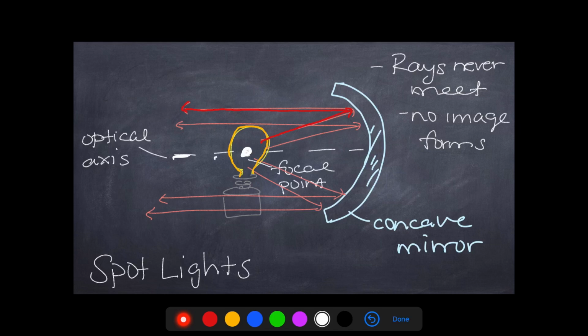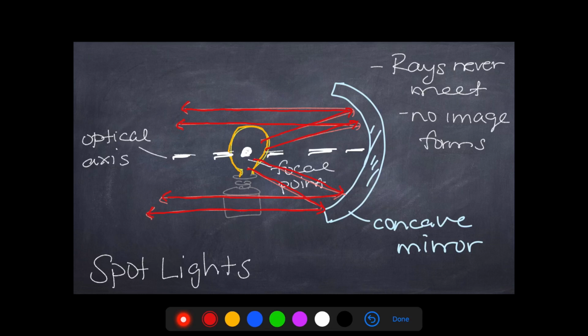So this is the optical axis, and all of my light rays, so this light ray is going in, hitting the mirror, and it's traveling parallel to the optical axis. This light ray is coming in, hitting the mirror, and traveling back out parallel to the optical axis. Same thing, coming in, traveling back out parallel to the optical axis.